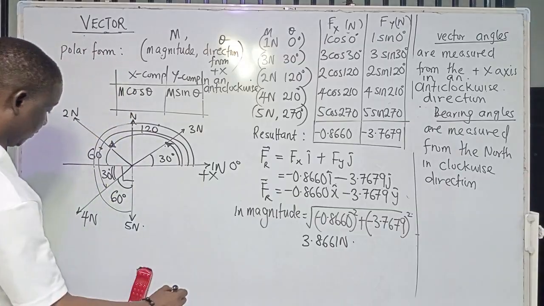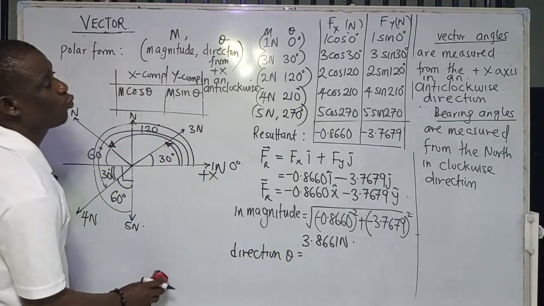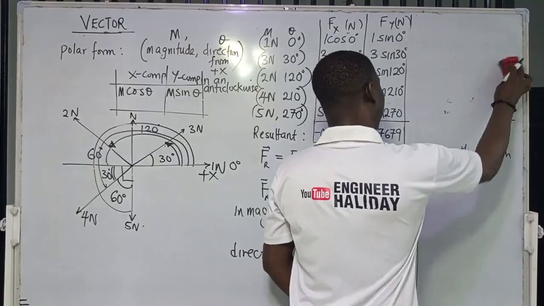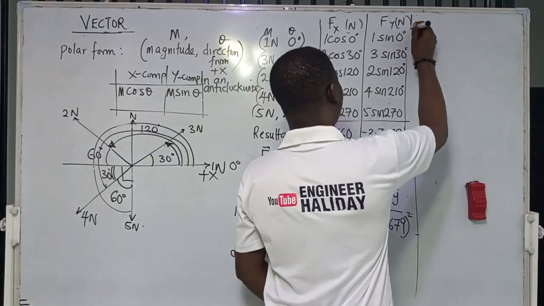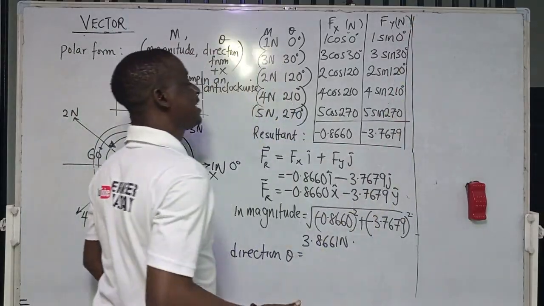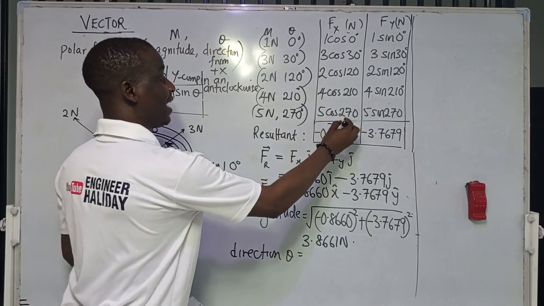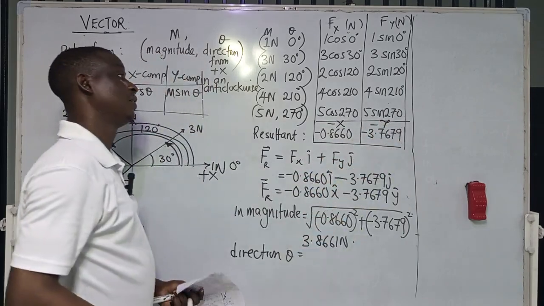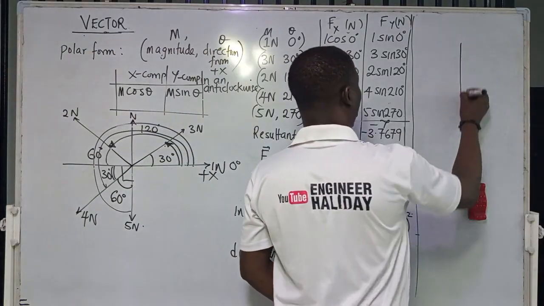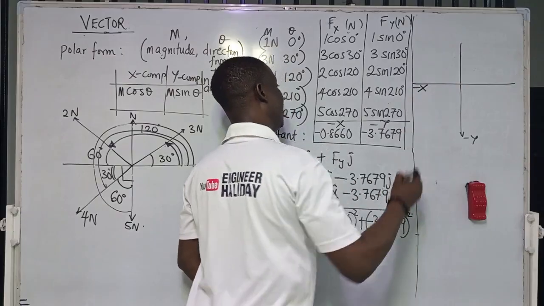Then what about the direction? The direction now is what we want to solve. Direction, theta. Now, the question I'm going to ask the class: look at the board, and I want you to answer me as you are watching. What is the quadrant you think these two will fall in? This is minus x, and this is minus y, according to what we discussed initially. What will be your quadrant? Because we have minus y here, and we have minus x here.